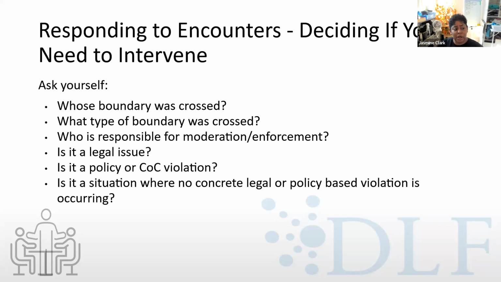Is it a legal issue? Is this a policy or COC violation? Is it a situation where no concrete legal or policy-based violation is occurring, right?